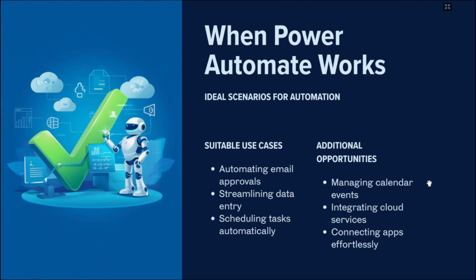So the next slide will be talking about when Power Automate works, the ideal scenarios for automation if we go with the Power Automate tool. Its suitable use cases are automating email approval, streamlining data entry, scheduling tasks automatically, managing calendar events, integrating cloud services, connecting apps effortlessly. So again, within the Microsoft 365 ecosystem, it's ideal for those sorts of automations and scenarios.